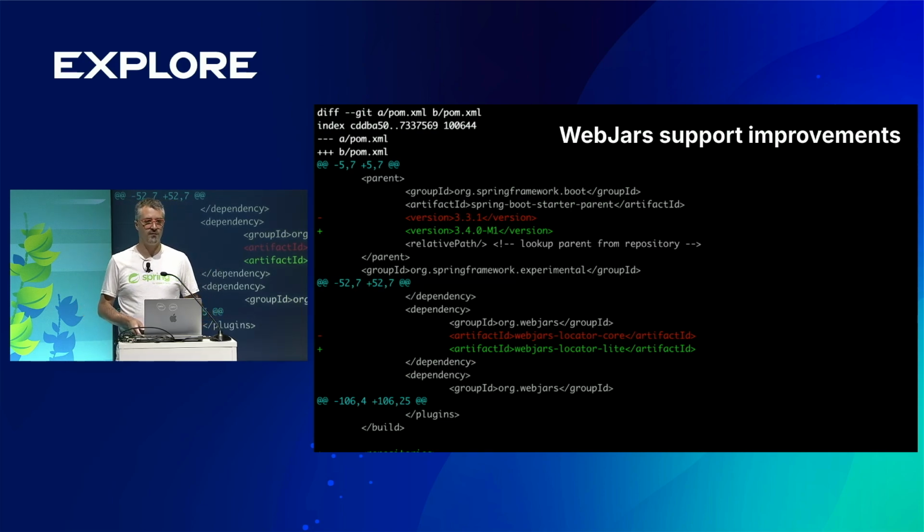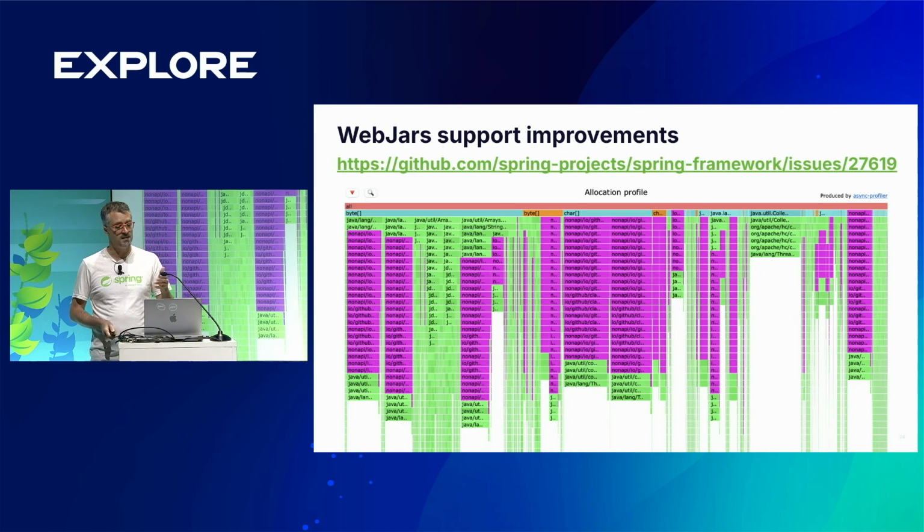With Spring Boot 3.4 and Spring Framework 6.2, we are introducing the support for WebJars Locator Lite. We have been collaborating with the WebJars team on that, with Dave Syer, myself, and the WebJars team, in order to improve the efficiency and remove totally the classpath scanning at startup. And this is a flame graph that we had with the former version.